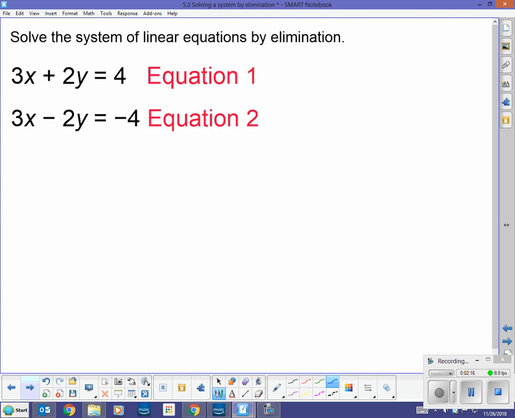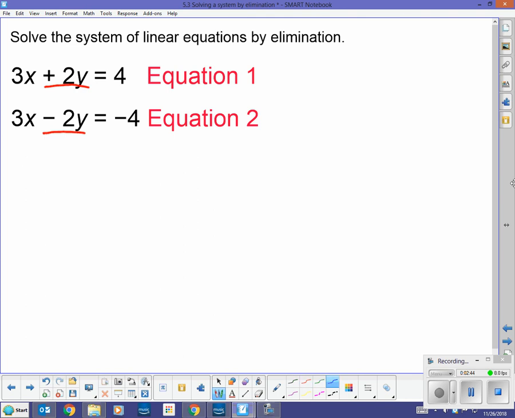What we want to do in order to use this method is we have to have a pair of opposite terms. And here I'm going to show you the opposite terms. I've got 2y and negative 2y. They're opposite because if I add them together, I'm going to get a 0. Remember our definition of opposite? If I add them together, I'm going to get a 0. So this one's ready to go for elimination, for the addition method.